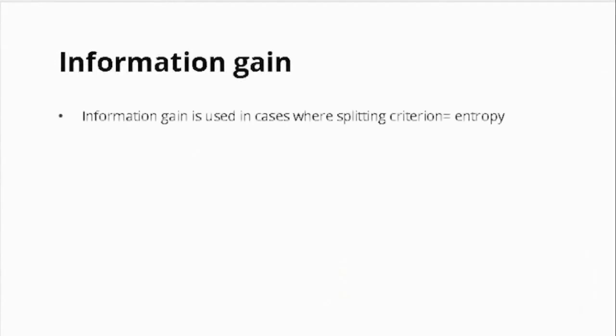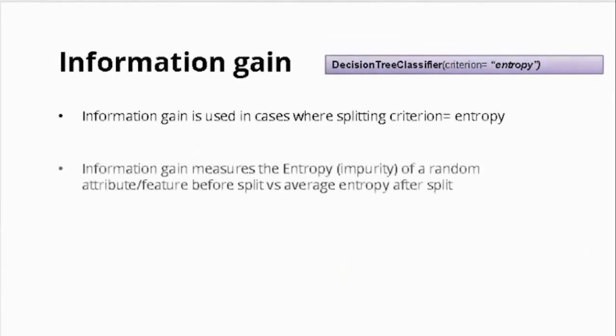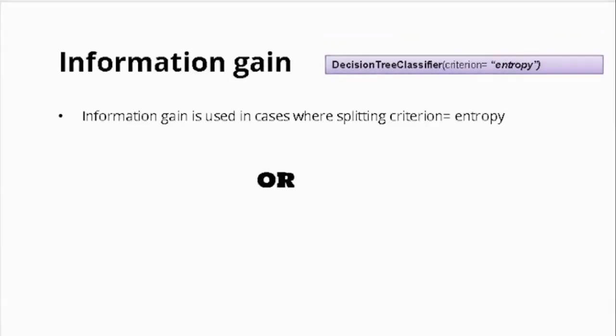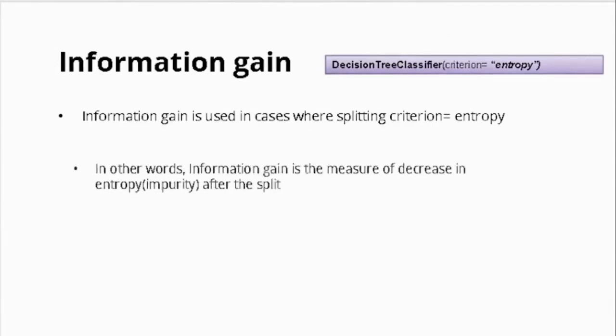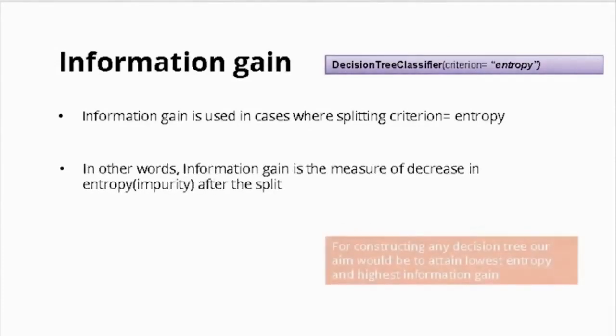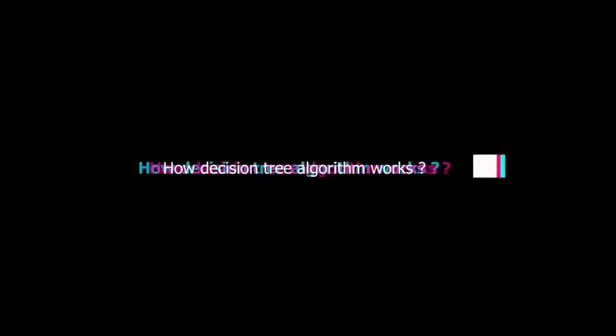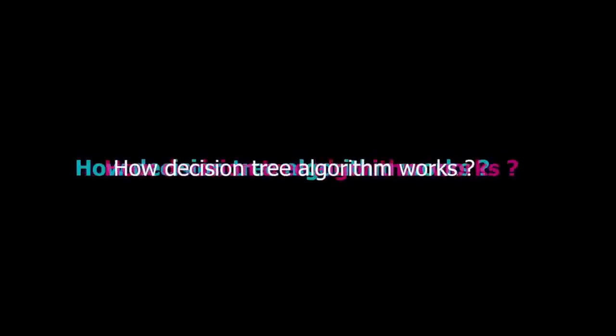Information gain is used in cases where splitting criteria is equal to entropy. Information gain measures the entropy or the impurity of a random attribute before splitting versus average entropy after the split. In other words, information gain is the measure of decrease in entropy after the split. For constructing any decision tree, our aim would be to attain lowest entropy and highest information gain. Let's now jump into how decision tree algorithm works.